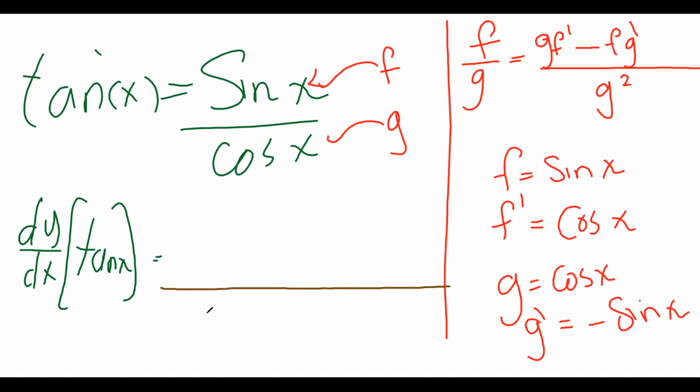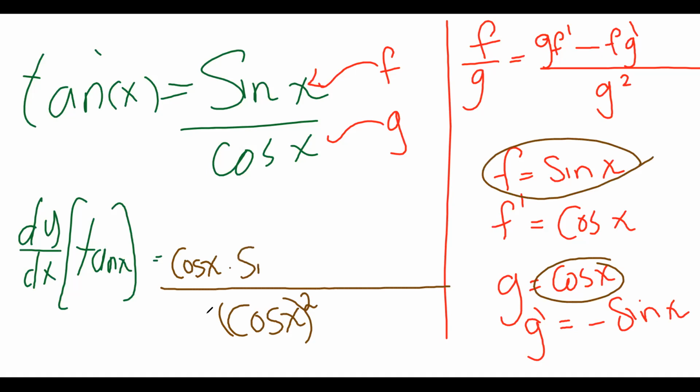Now, g squared. Where's g squared? It is cosine x squared. Then g, where's g? Cosine x. Cosine x times, where's f prime? It is sine.